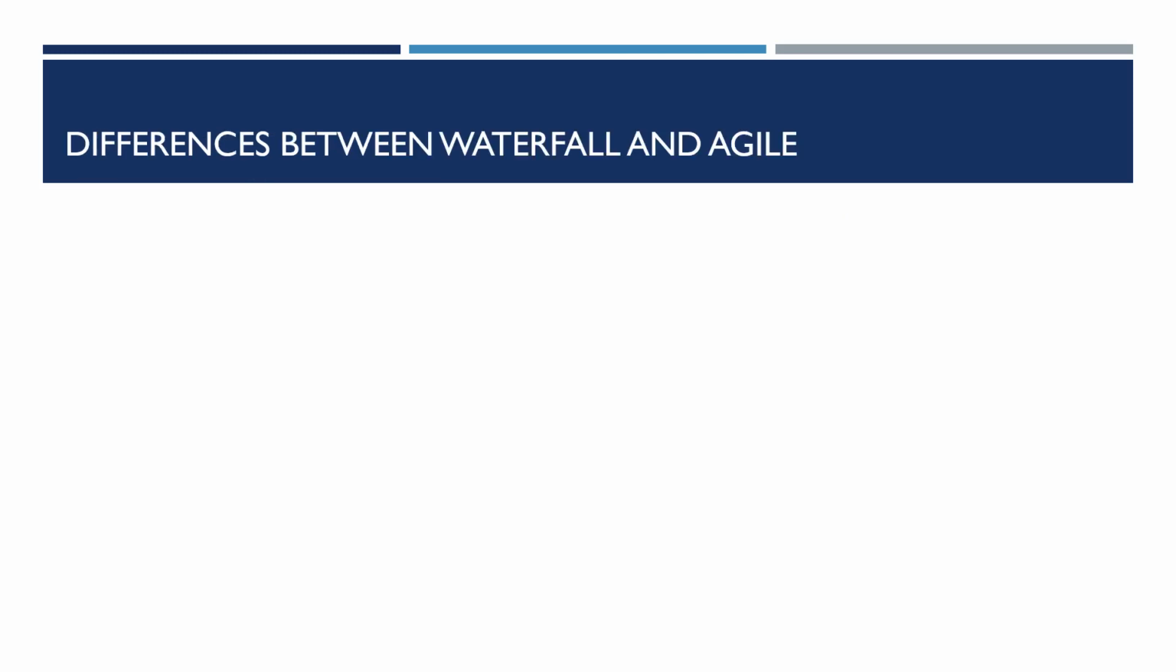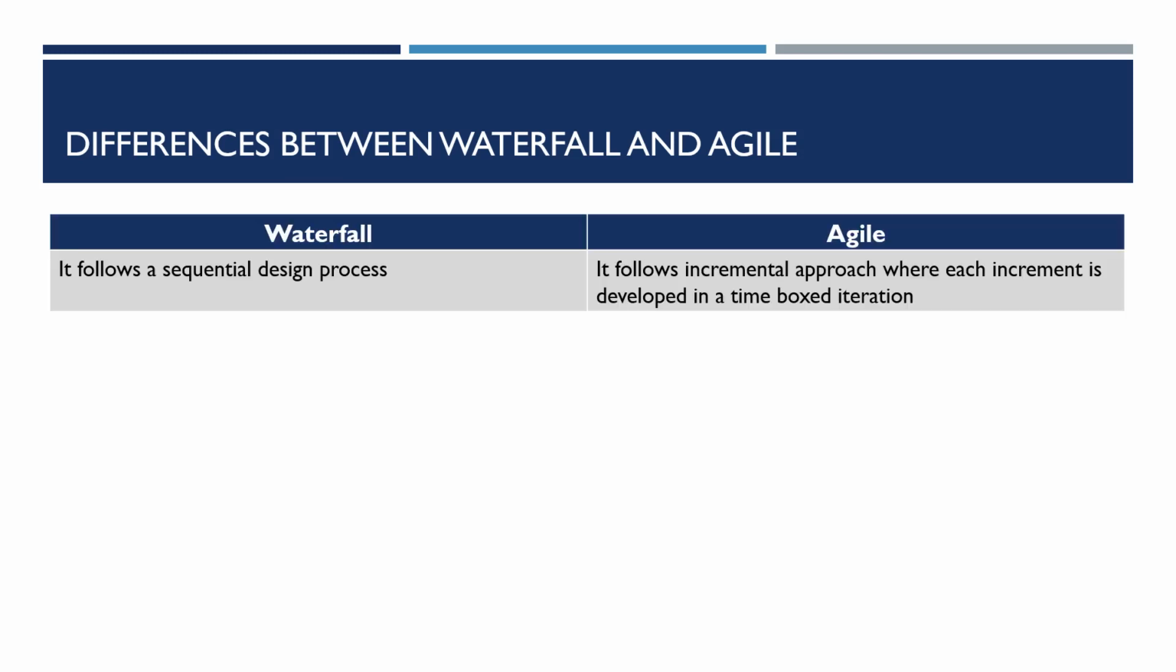Differences between waterfall and Agile. So we'll talk about a few differences that we have in waterfall and Agile. The first one here is that waterfall follows a sequential design process. We do the planning first, we do requirements analysis first, we do the design first, and then build, and then we test, and then we deploy. It's a very sequential thing.